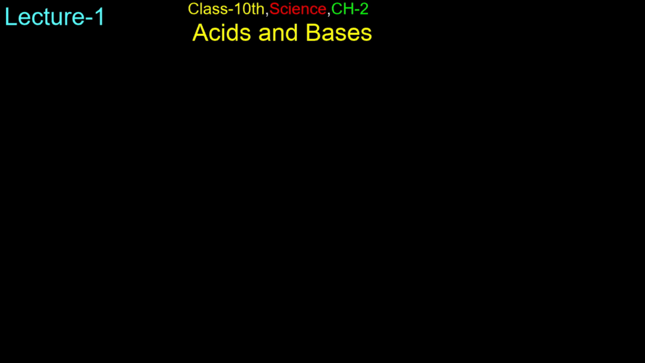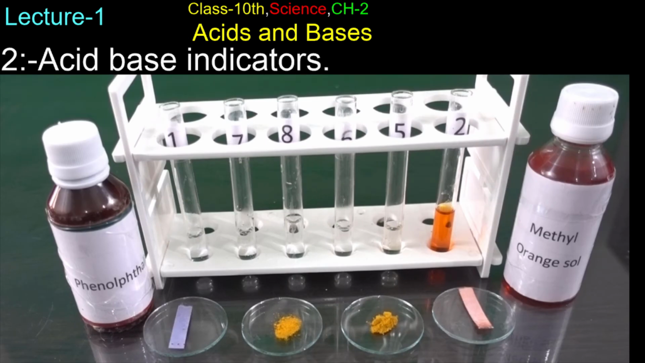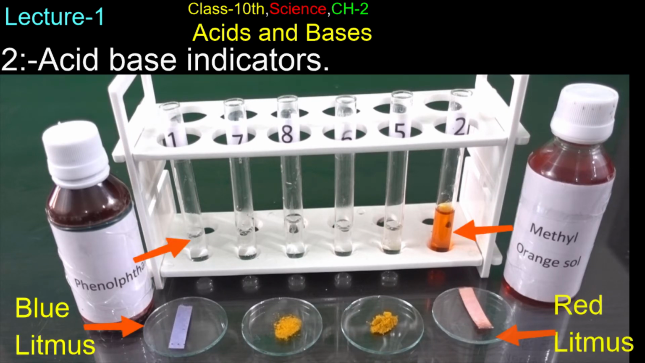Next subtopic is acid-base indicators. You see here these materials like the litmus paper, methyl orange, phenolphthalein and turmeric. These materials change their color when brought in contact with acids or bases. Such materials are called acid-base indicators. The color of these materials gets reversed on changing the medium back.